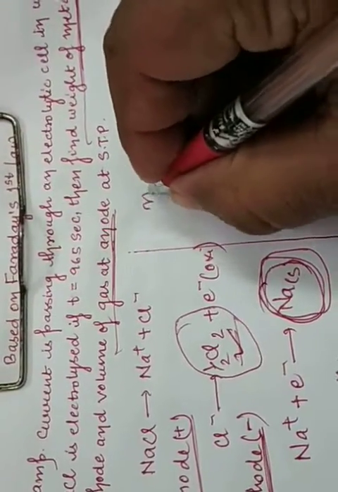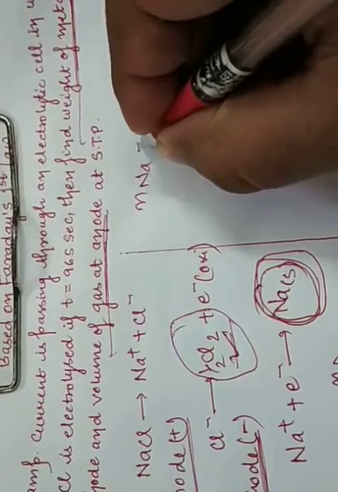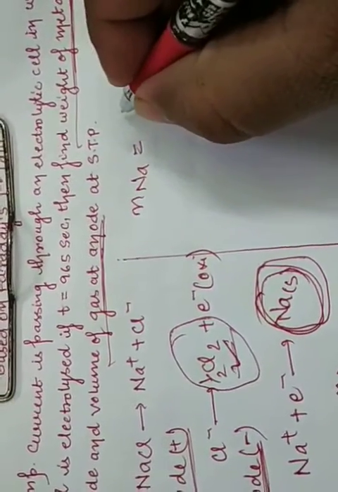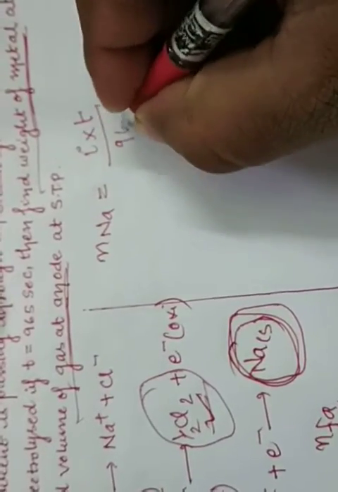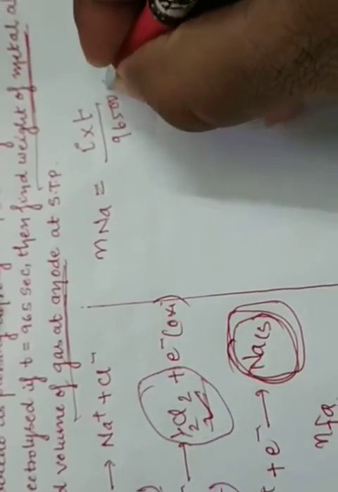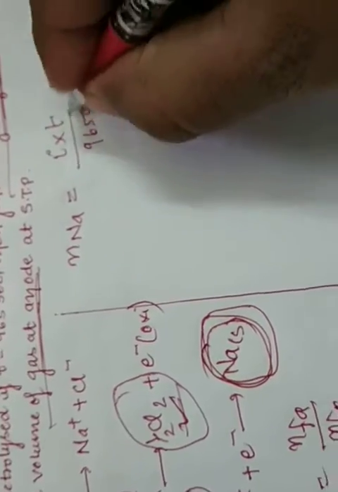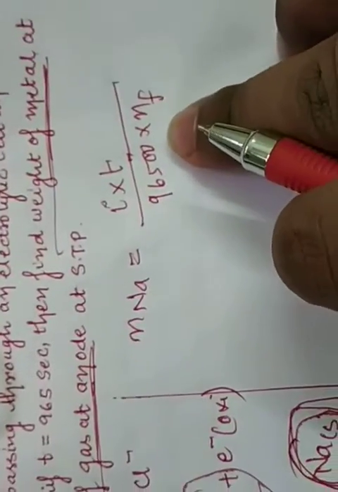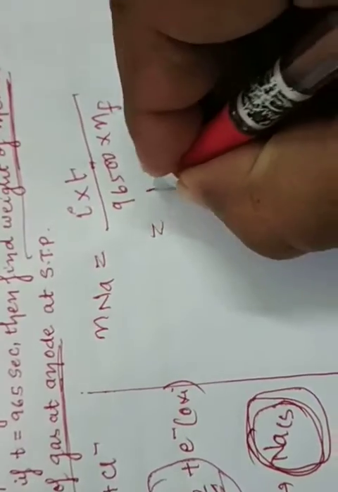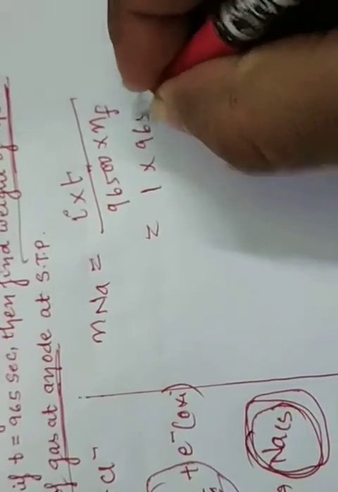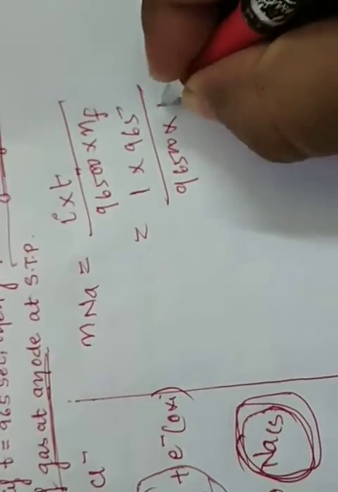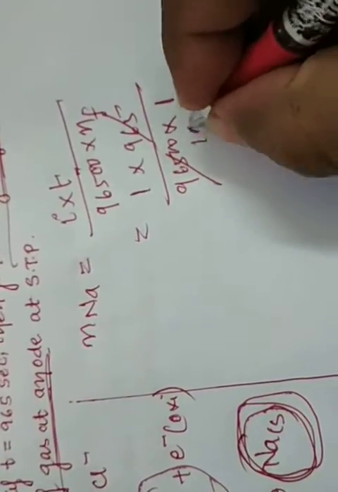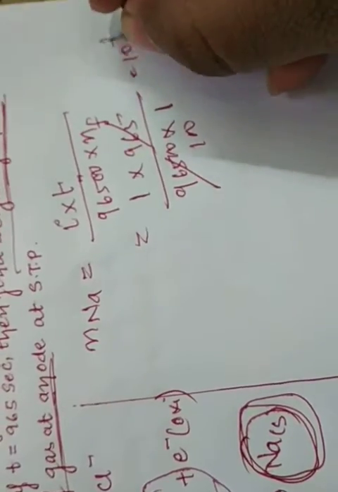Now again there is a formula, just check in my last video. n of Na = I × t upon 96,500 × n factor, where the n factor is the valency of sodium. I is given as 1 ampere, time is 965 divided by 96,500, and the n factor, the valency, is 1. This is 1/100, which means 10^-2.